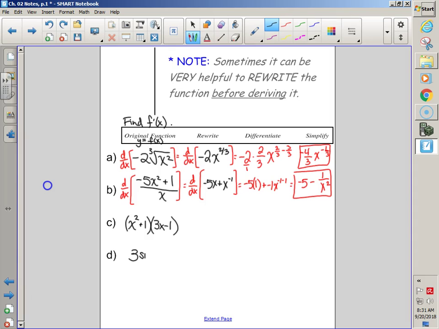Let's do 3 sine of x all over 4 tangent of x. Aha! You're welcome.